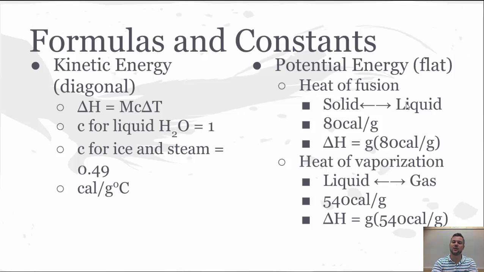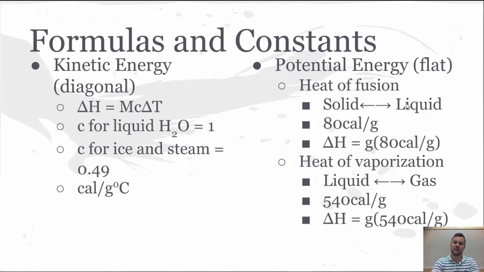And there's a constant called 80 calories per gram. That's the number. That's the fusion constant. And we're going to take our mass times the 80 calories per gram, and that'll give us how many calories change during the heat of fusion process. Heat of vaporization is the other phase change when we're going from a liquid to a gas, or vice versa, from a gas to a liquid.